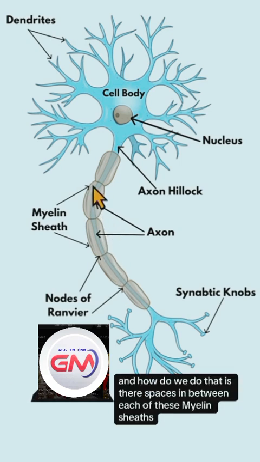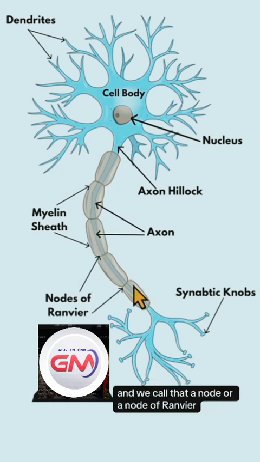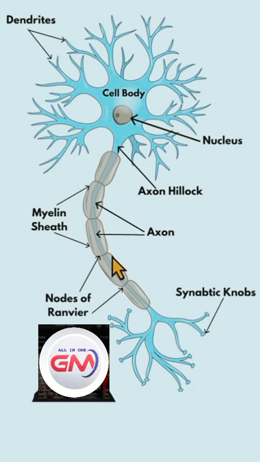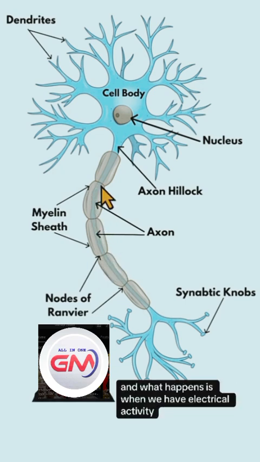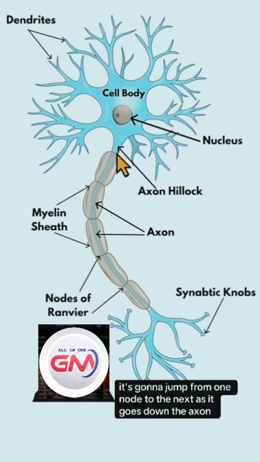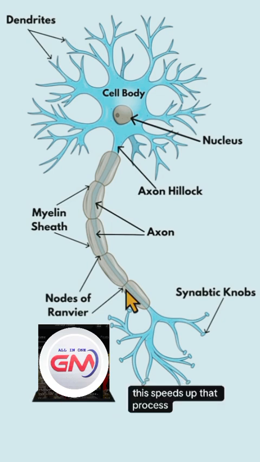And how do we do that? There's spaces in between each of these myelin sheaths, and we call that a node or a node of Ranvier. A node or node of Ranvier is the space in between. And what happens is when we have electrical activity, it's going to jump from one node to the next as it goes down the axon. This speeds up that process.